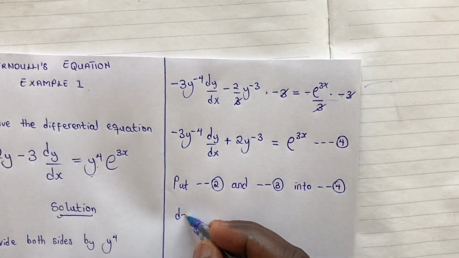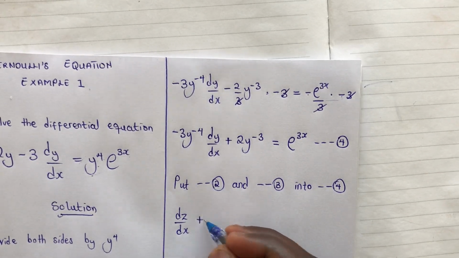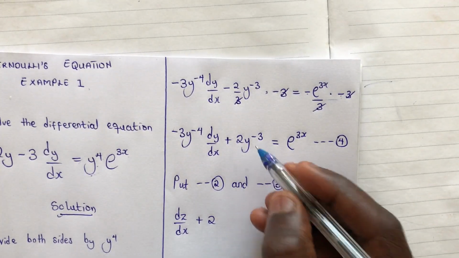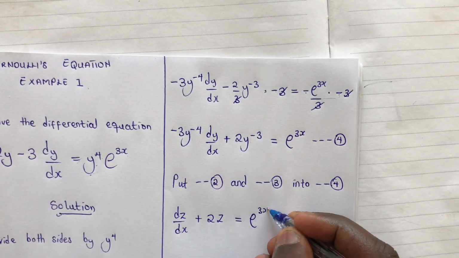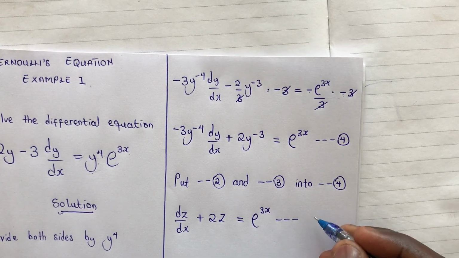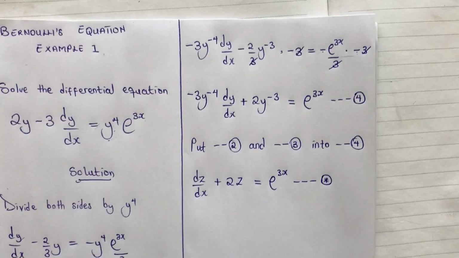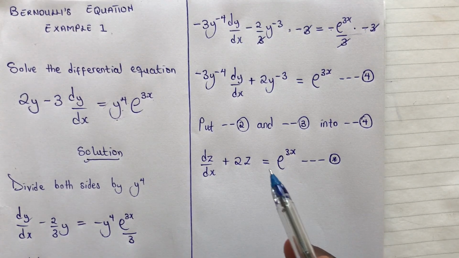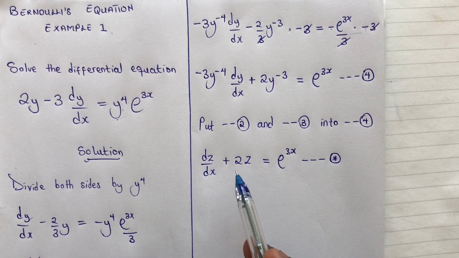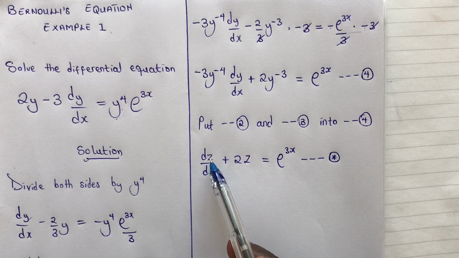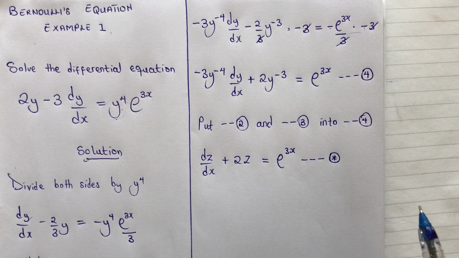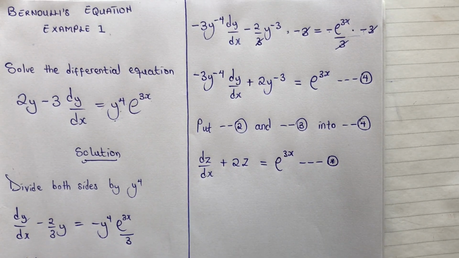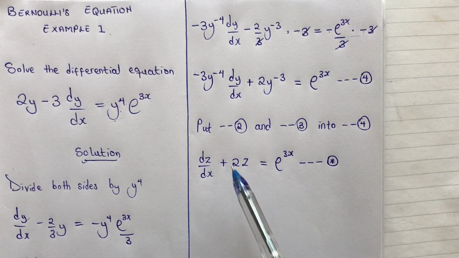So now we can substitute equation 2 and equation 3 into equation 4. So we have dz dx plus 2z equal to e to the 3x. We can label this one equation star. Now when you look at this very carefully, this is now a first order linear differential equation in terms of the variable z, and it can be solved with the help of the integrating factor. Now that we have gotten here, we haven't finished. We now need to use the integrating factor to solve this equation.